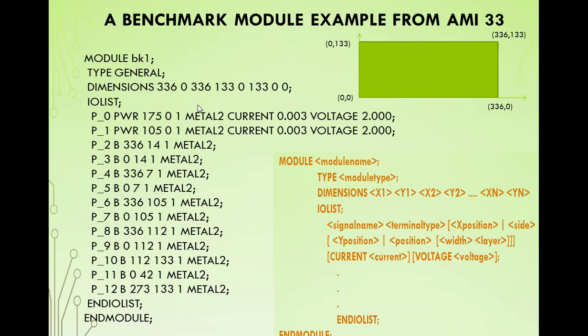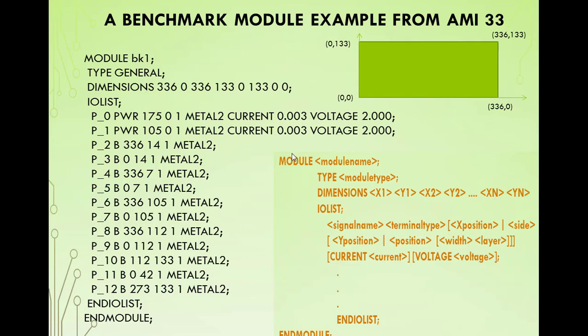And also we can easily find out the length and breadth of this module, and what the area of this module should be. The length and breadth of this module is 336 micrometers by 133 micrometers, and the area consumed by this module is 336 micrometers cross 133 micrometers. Okay, next is the IO list. That IO list is defined here in uppercase letters. So after this semicolon we define the signal name. The signal name for this terminal is P underscore 0, and the terminal type is PWR.